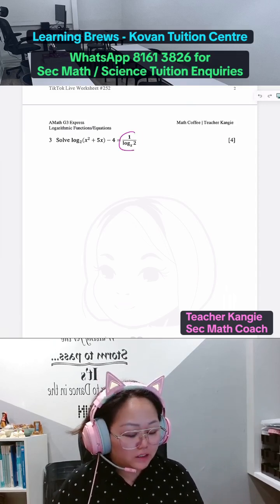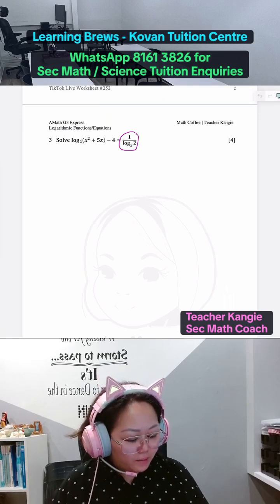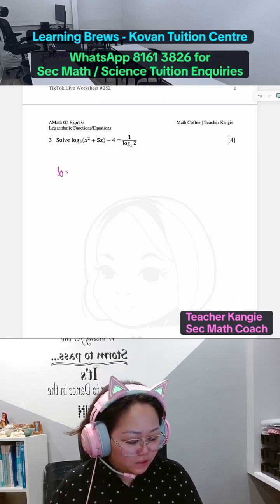Although you know that actually the shortcut is this one, which means that I can actually write log 2x. But I'm going to write it bigger here. This one.